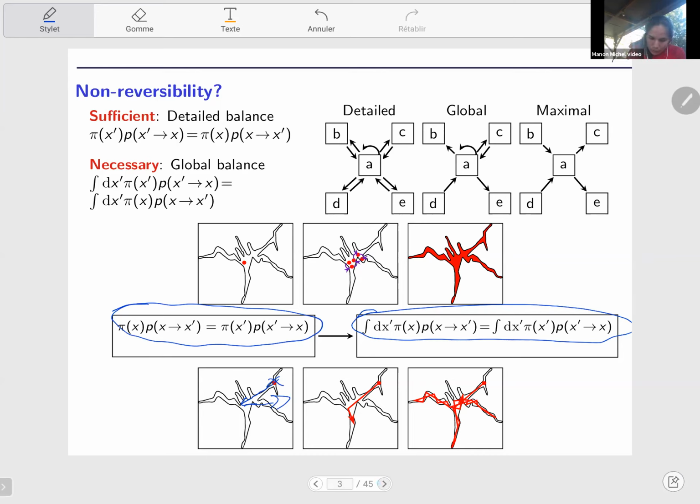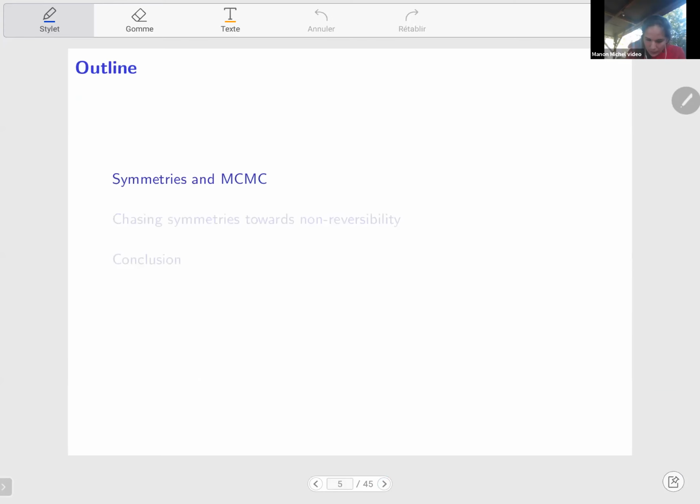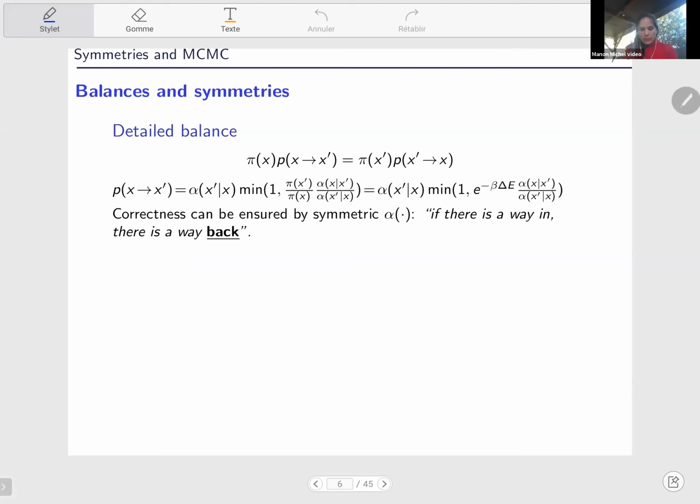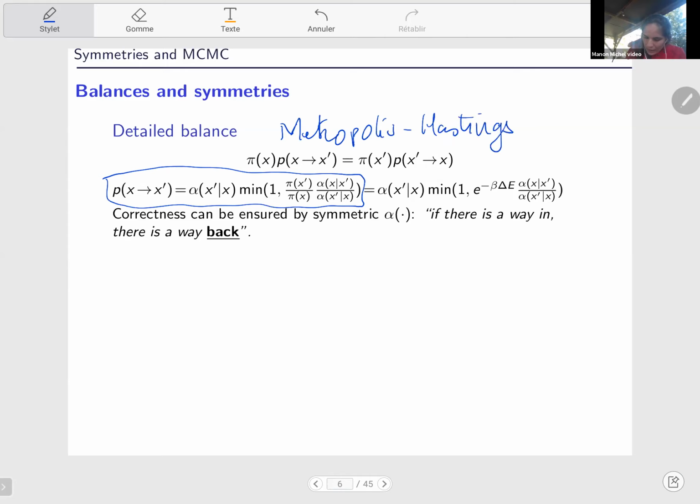Okay. Local symmetry versus global symmetry. And so first I will try to convince you that actually this hunt for symmetries has been an underlying principle of much of the sampling algorithmic development. So if we start with detailed balance, one of the most known schemes is the Metropolis-Hastings algorithm, or Hastings-Metropolis algorithm. I don't know which one comes first, it depends on people.